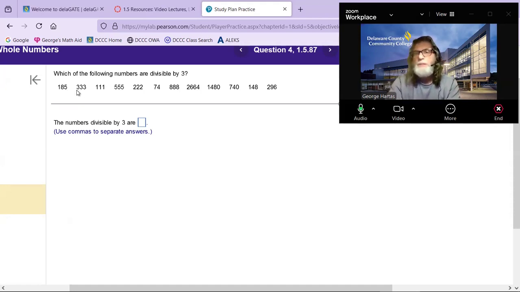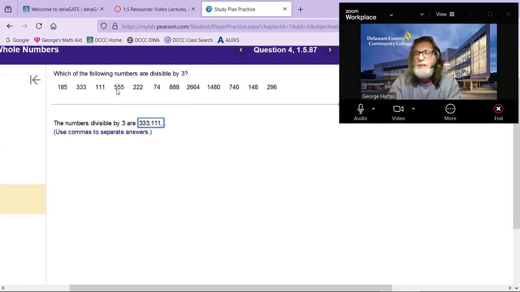3 plus 3 is 6. 6 plus 3 is 9. Does 3, the number we're looking at, divide into the sum of the digits, 9? It does, evenly with no remainder. Therefore, 3 divides into 333 evenly. So let's put that in there. Let's go to the next one. 1 plus 1 is 2. 2 plus 1 is 3. Does 3 go into 3? Sure. So let's put 1, 1, 1 there.